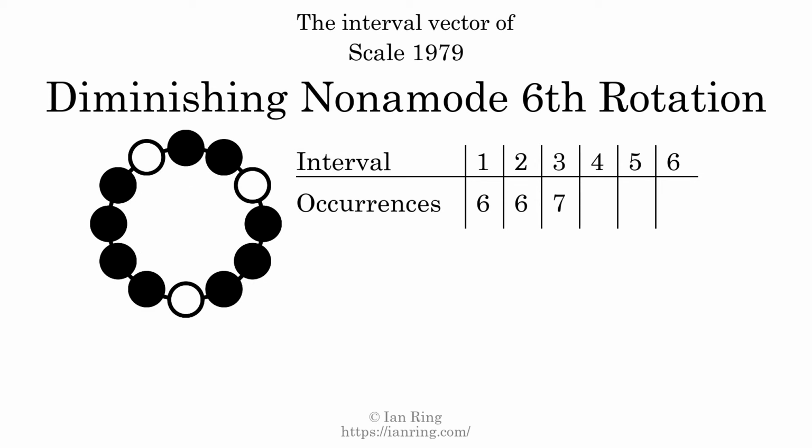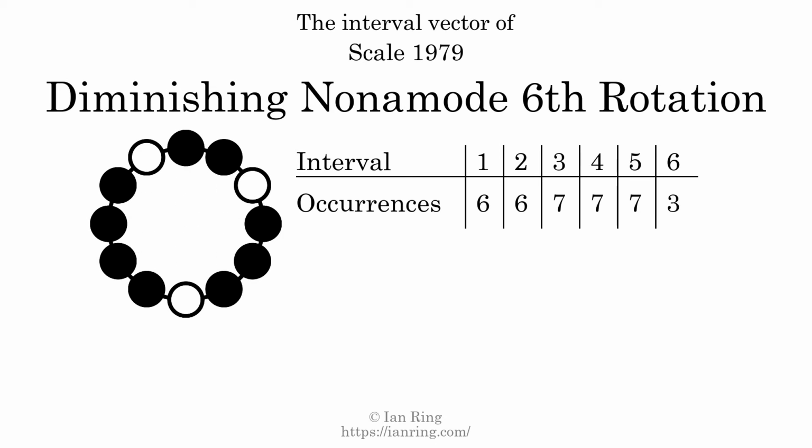There are 7 intervals with the size of 3 semitones. They are here, here, here, here, here, here, and here. There are 7 intervals with the size of 4 semitones. They are here, here, here, here, here, here, and here. There are 7 intervals with the size of 5 semitones. They are here, here, here, here, here, here, and here.